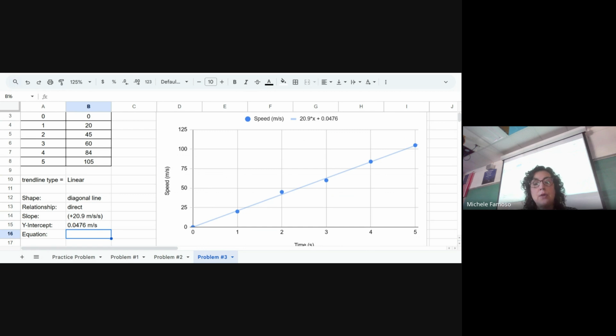All right, now we got to write the equation for this thing. Anybody want to start me off? What am I going to start with? What word? Speed. Speed equals. Now I'm going to put the slope value in parentheses. Parentheses positive 20.9 M/S/S. Close the parenthesis. What am I going to put there instead of X? Time, because that's on the x-axis, plus 0.0476 M/S, the y-intercept.